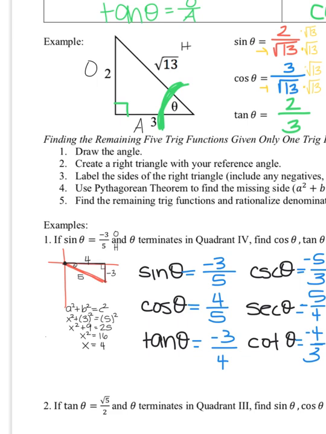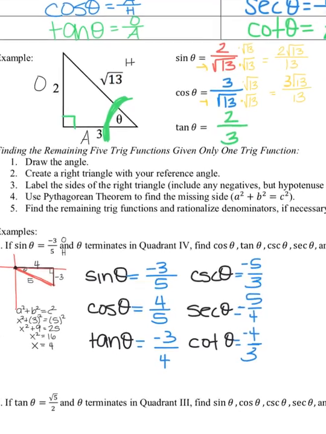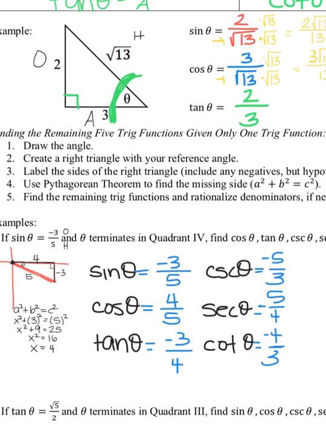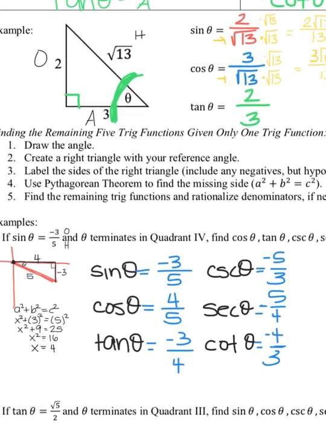Okay? So they're all just flipped of each other. And then you also just want to make sure that any denominators are rationalized. There aren't any square roots in this question at all, so you don't have to do that last step like we did before with the square root of 13 thing.